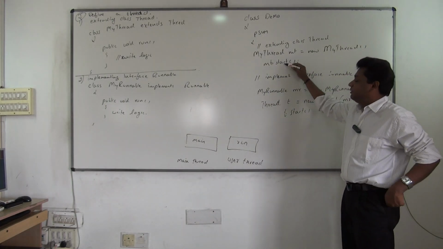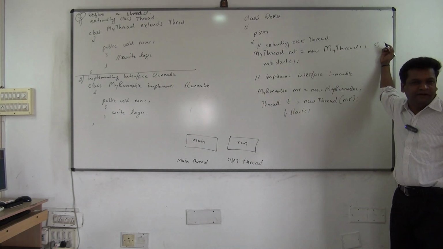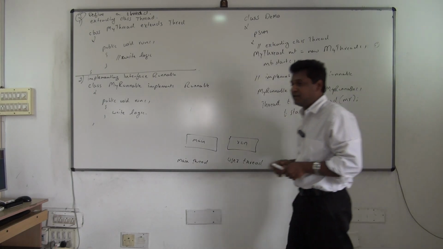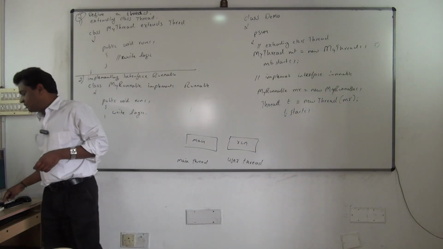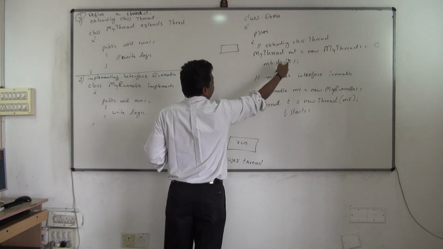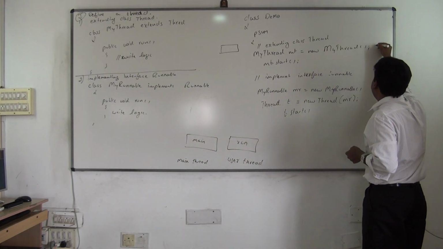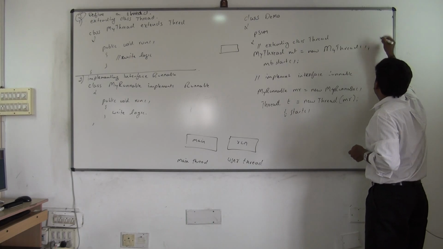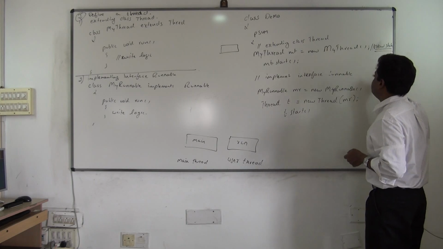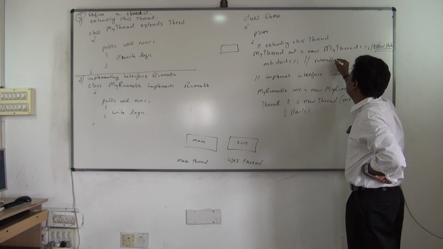As soon as I say myThread.start, first, when you say new MyThread, hardly one object is getting created. More than that, nothing else is happening. But when you say start, many things happen. A new call stack is created. Apart from that, when you say myThread = new MyThread, the thread moves to a state, the new state. And when you say start, it moves to the runnable state.